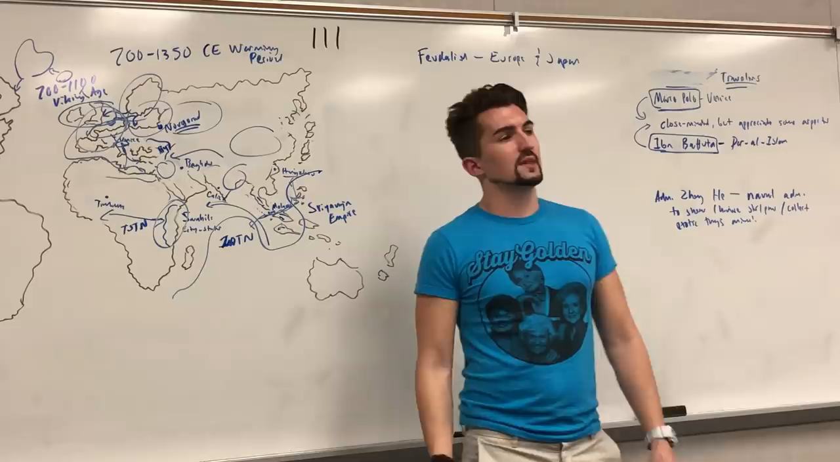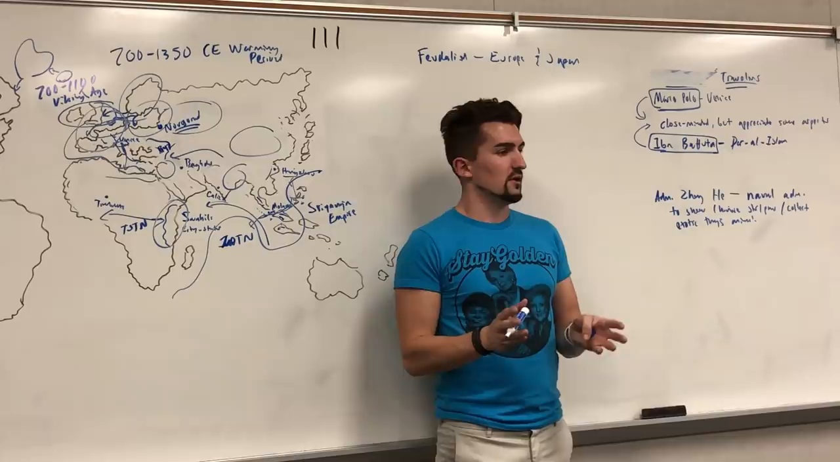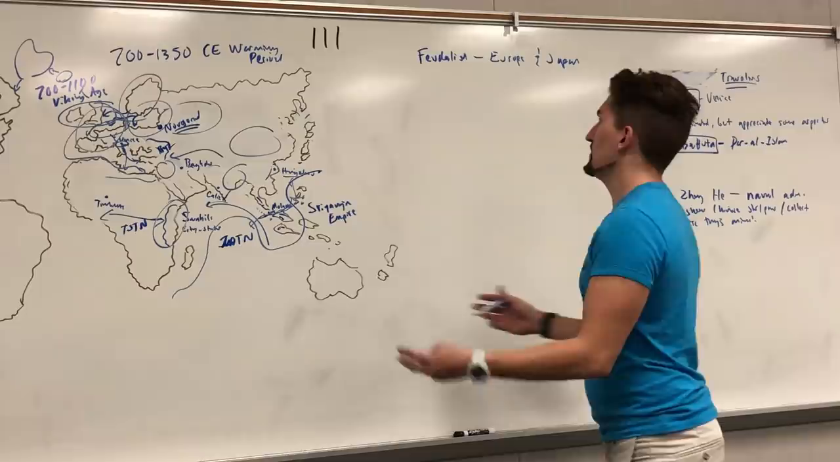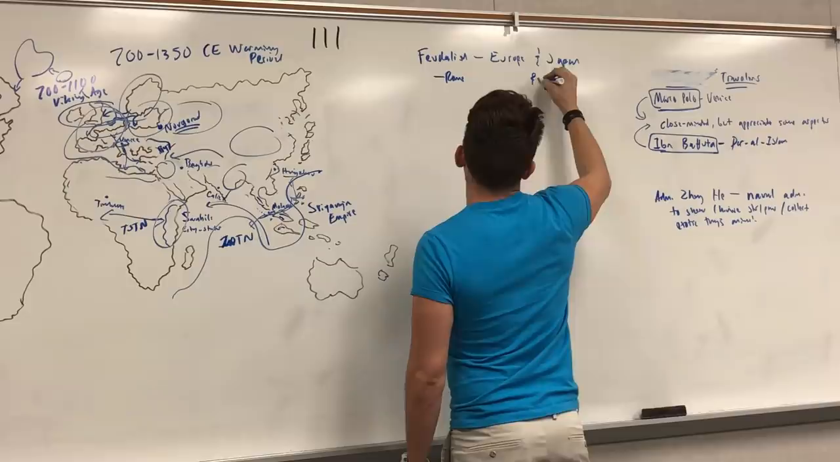These are the Middle Ages in Europe. Why do we call them the Middle Ages in Europe? What are they in the middle of? The fall of Rome and the Renaissance. Exactly right. So that's this middle period here. So we're looking at Rome and then the Renaissance, and this area here is the Middle Ages.